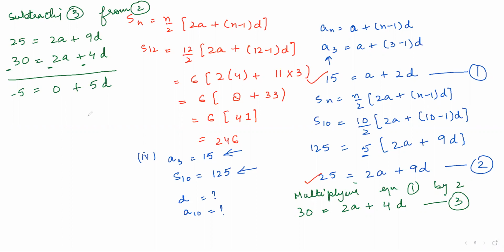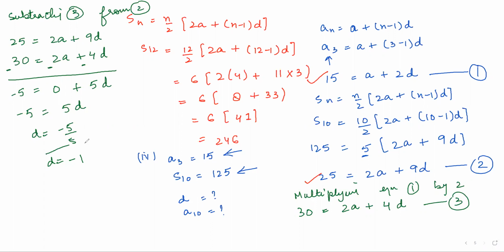Yes, ma'am. Okay, so minus 5 is equal to 5d. So your d becomes how much? Minus 5 divided by 5. So d is equal to minus 1. Right?